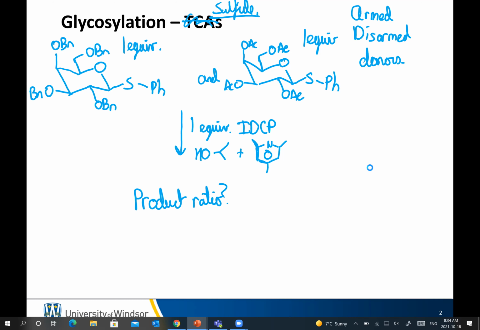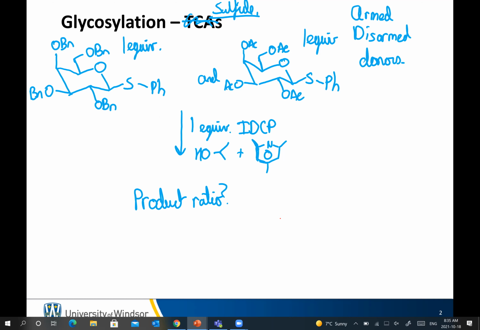So the question became, what do we expect the product ratio to be from this reaction? Do we expect it to be 1-to-1 or something different than 1-to-1? I would say something different because the benzoyl protecting group should make a difference. Yeah, you're right, it does.